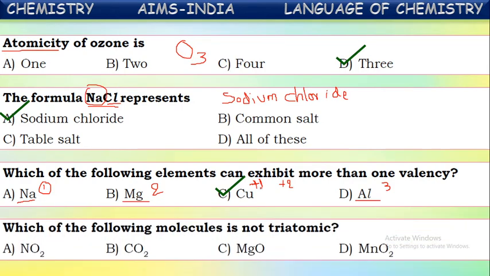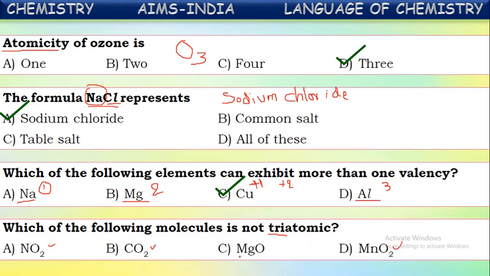Next, which of the following molecules is not triatomic? What is meant by tri here? Tri represents 3. Triatomic means the element with 3 atoms in its molecule. Observe which is not having 3 atoms in its molecule. You see, it is nitrogen dioxide. There are 3 atoms, 1 nitrogen, 2 oxygens. So it is triatomic. If you see carbon dioxide, 2 atoms of oxygen and 1 atom of carbon. So it is also triatomic. If you see MnO2, 1 atom of manganese and 2 atoms of oxygen. So it is also triatomic.